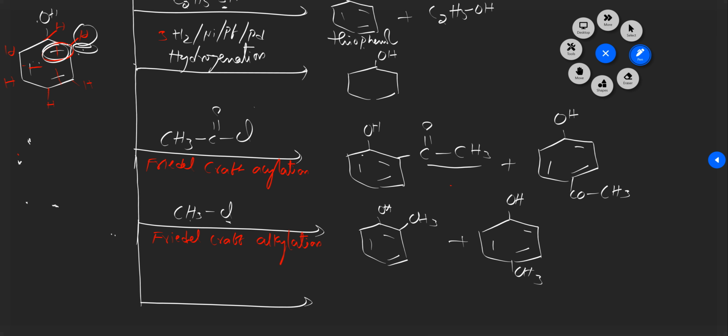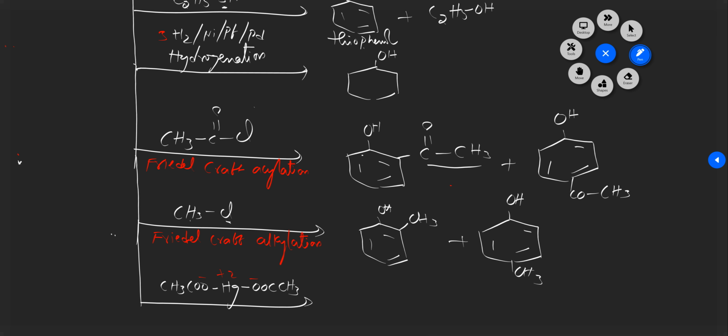Next, mercuration. I am taking mercuric acetate, CH3COO, Hg, OOCCH3. Mercuric acetate means mercury is positively charged, it is plus 2, and these are minus minus. So mercuric acetate I have taken, if you are reacting with the phenol, what happened? It's going to shift this side.